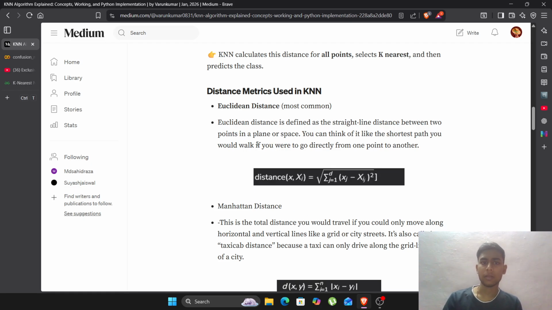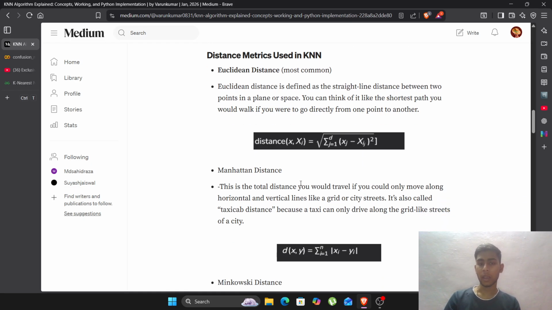And the distance metrics used in KNN. Euclidean distance is defined as the straight line distance between two points in a plane or space. You can think of it like the shortest path you would walk if you go directly from one point to another, and its formula is this: the square root of the summation of j equal to 1 to d of (xj minus xij) whole squared.